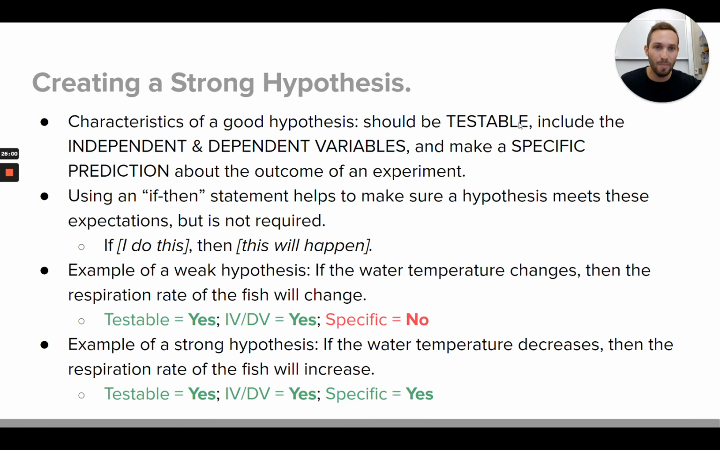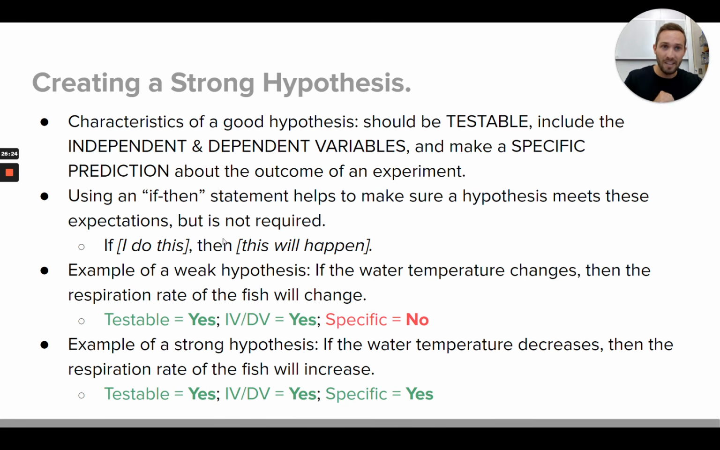It needs to be testable. It needs to use the independent and dependent variables, and it needs to make a specific prediction about the outcome of an experiment. And so you might have been taught this if-then method, like in middle school especially, they like to do that for students. It helps them a lot, where if you use an if-then statement, it actually does help you make a better hypothesis that meets these expectations.